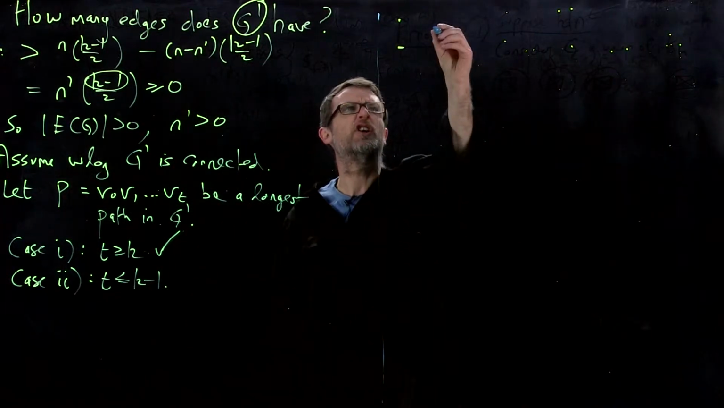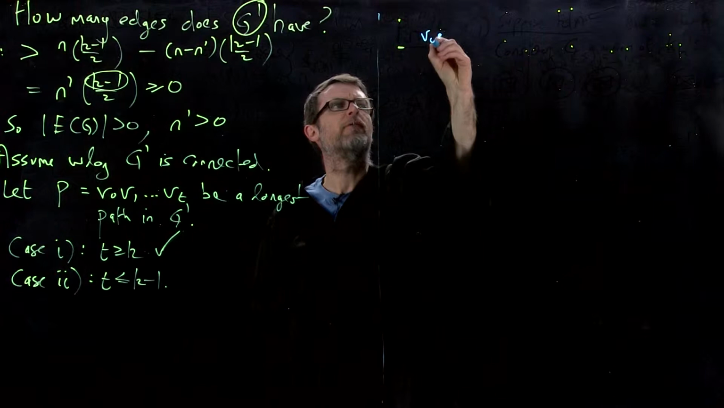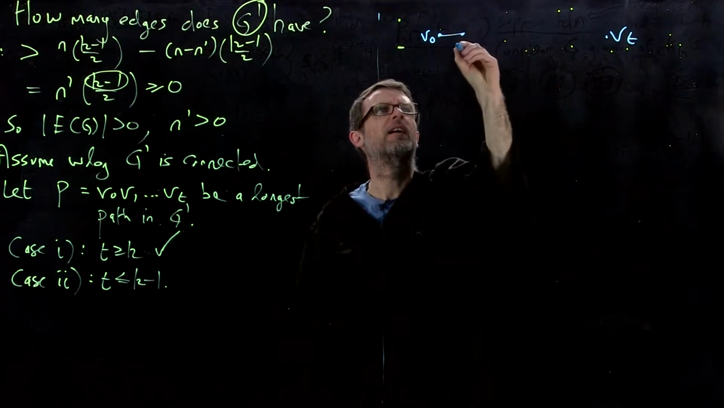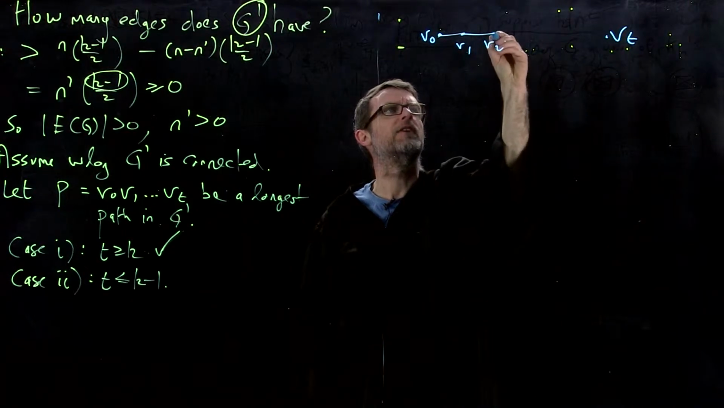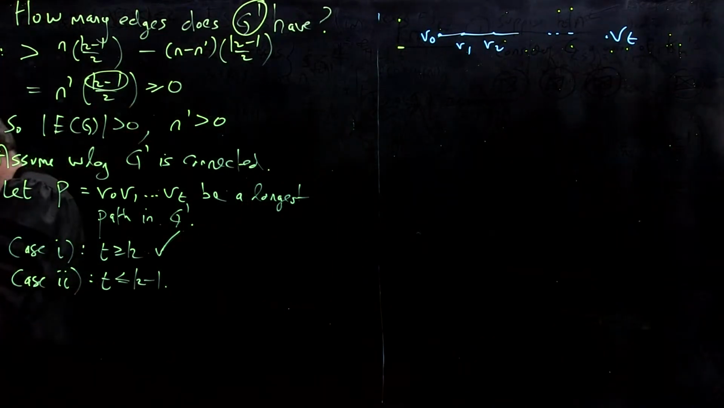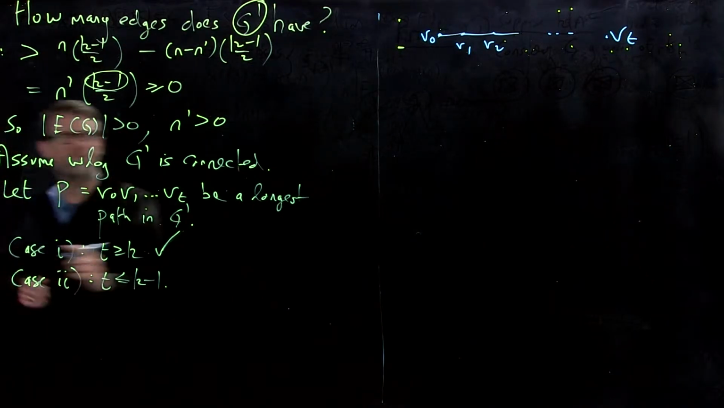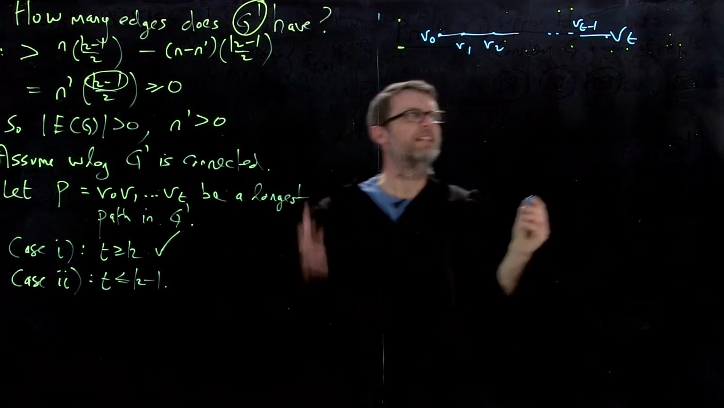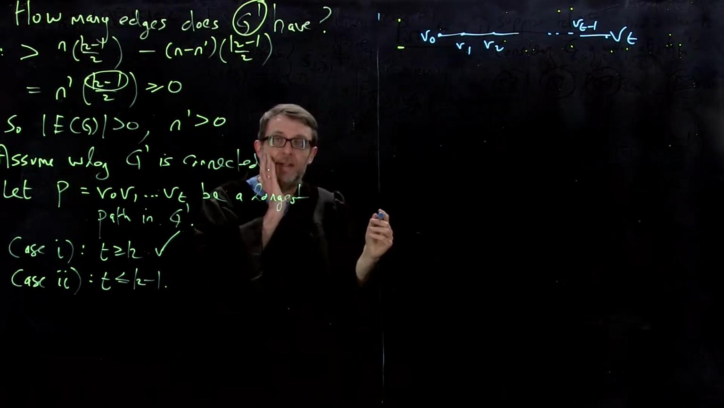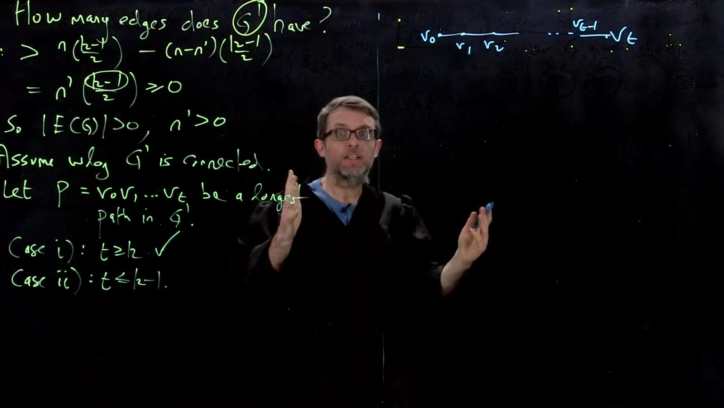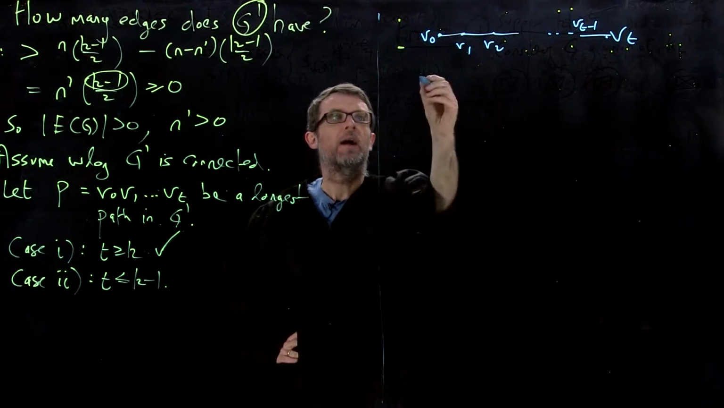Okay, so here's my picture. I have my vertices v0 up to vt. Here's v1, here's v2, and so on, up to vt minus 1. And this is the longest path.